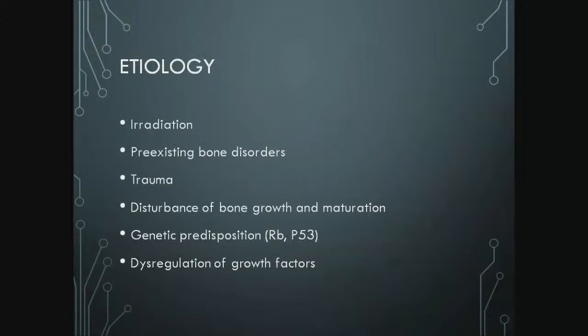What is the etiology? It is the most common tumor occurring secondary to irradiation of the body. Pre-existing bone disorders such as Paget's disease predispose to developing osteosarcoma. Trauma may cause osteosarcoma in certain individuals. Disturbance in bone growth and maturation may also cause osteosarcoma. There is genetic predisposition in patients having a retinoblastoma gene or a P53 mutation.